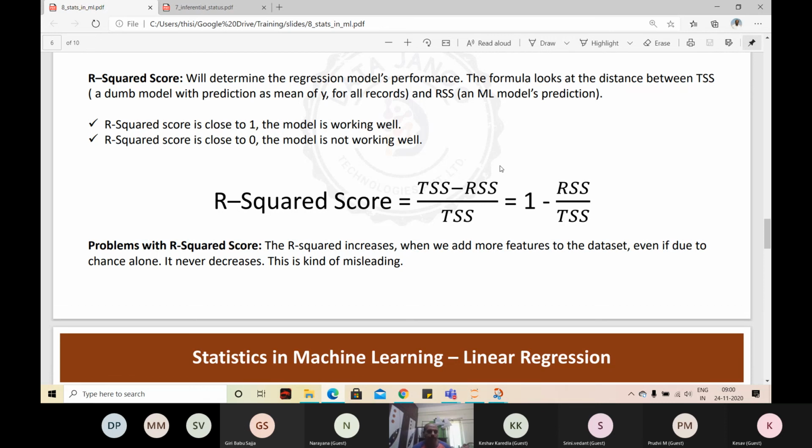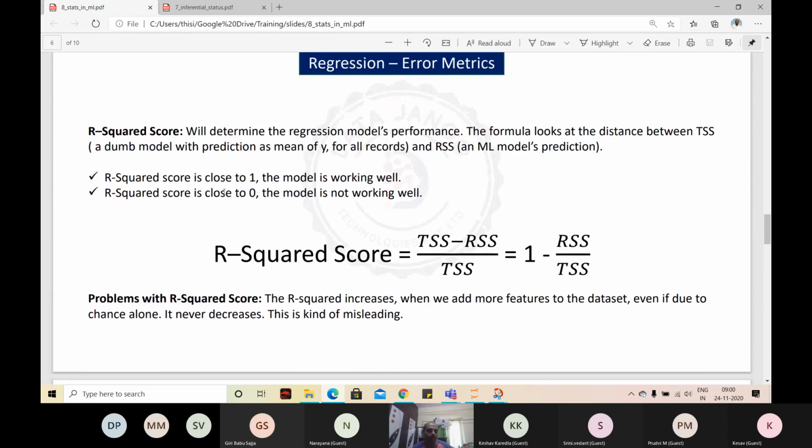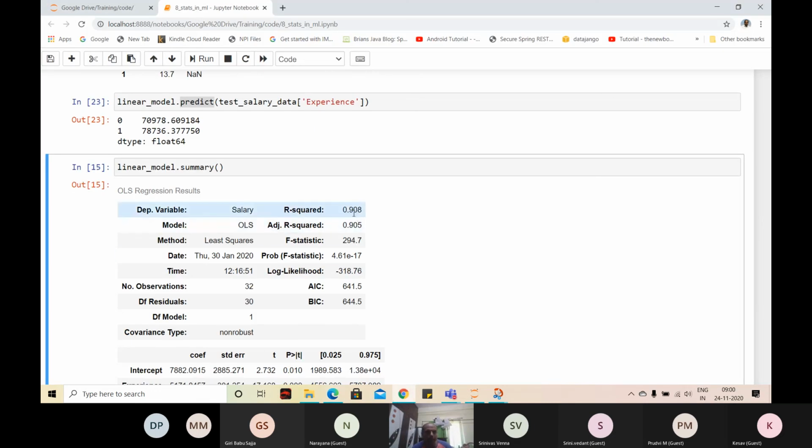Okay, good. So, adjusted R square. There is a problem with the R square score also. When you have too many features, generally the R square score tends to go close to 1, or it adds a little bit, like 0.003 more, okay? Because of the number of input features, more input features.